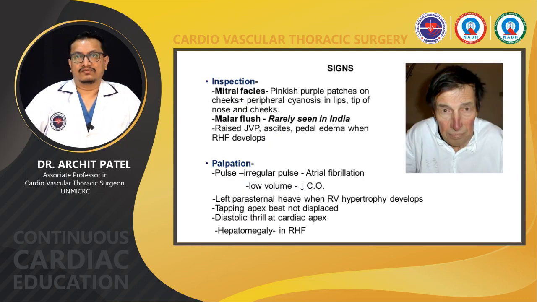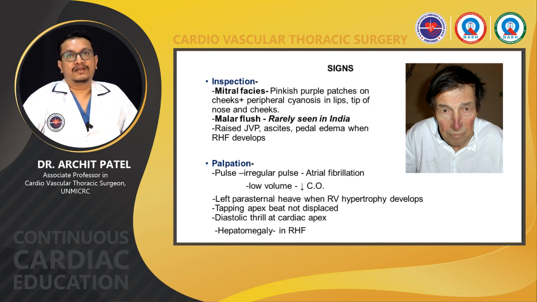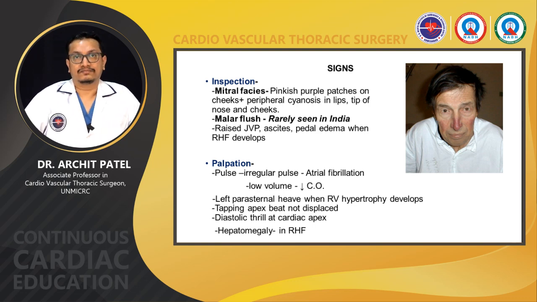Signs. On inspection, what can we see in patients of mitral stenosis? Mitral facies, a pinkish purple patch on the cheeks, plus peripheral cyanosis in lips, tip of nose and cheeks. Malar flush, raised jugular venous pressure, ascites, pedal edema, and pedal edema usually develops when right heart failure develops. On palpation, pulse irregular. Left parasternal heave when RV hypertrophy develops, tapping apex, diastolic thrill, hepatomegaly in right heart failure.